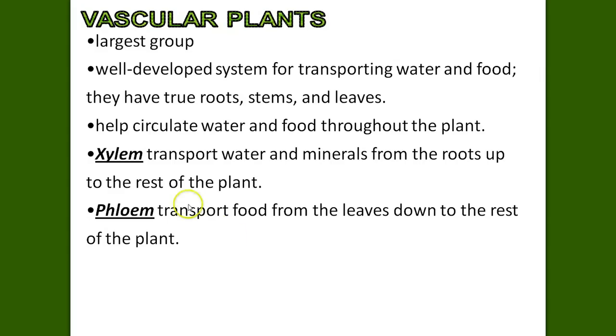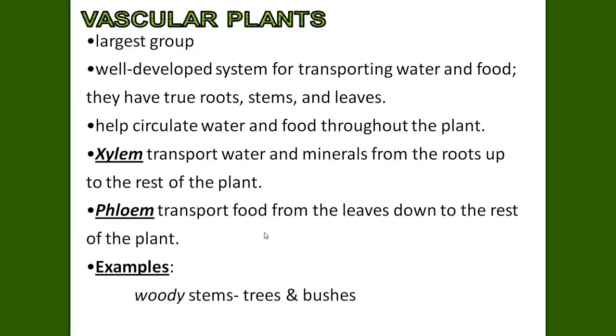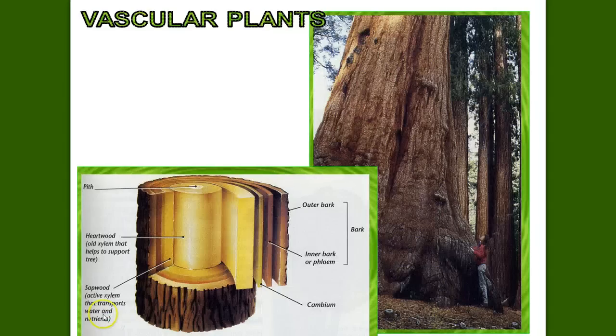We remember that. So in order to have a vascular plant, you have to have xylem and phloem going through the plant. And that means the plant has to be tall enough for xylem and phloem to be there in existence. It has to have true roots, true stems, and true leaves. Examples of vascular plants: woody stems, trees and bushes, and herbaceous stems and grasses. What kind of herbs do you know about? Cilantro, parsley, oregano.